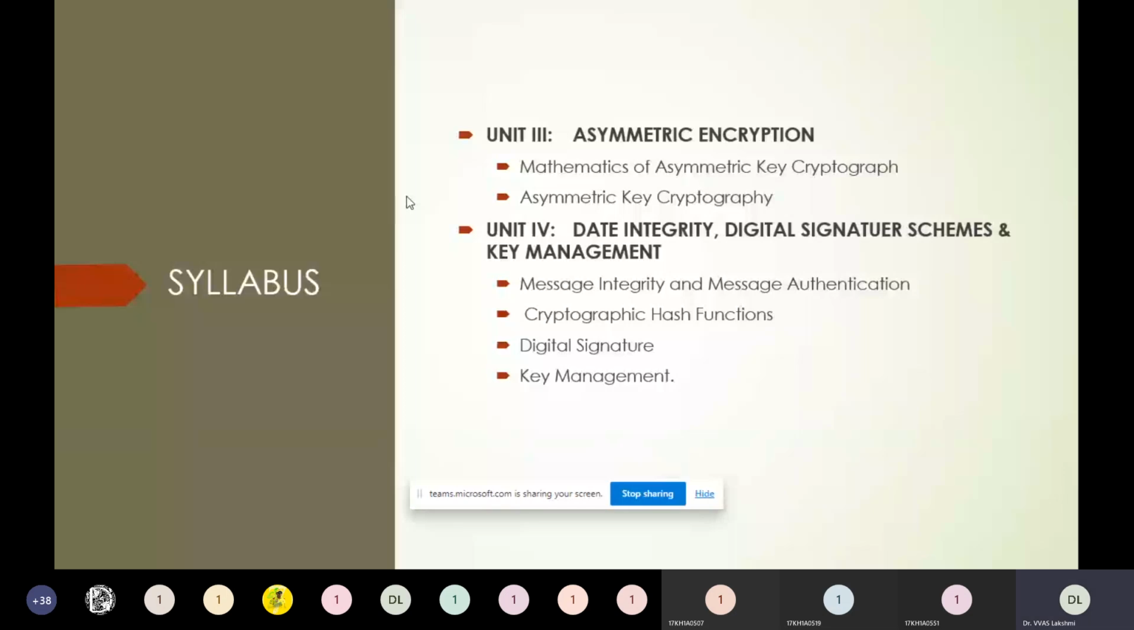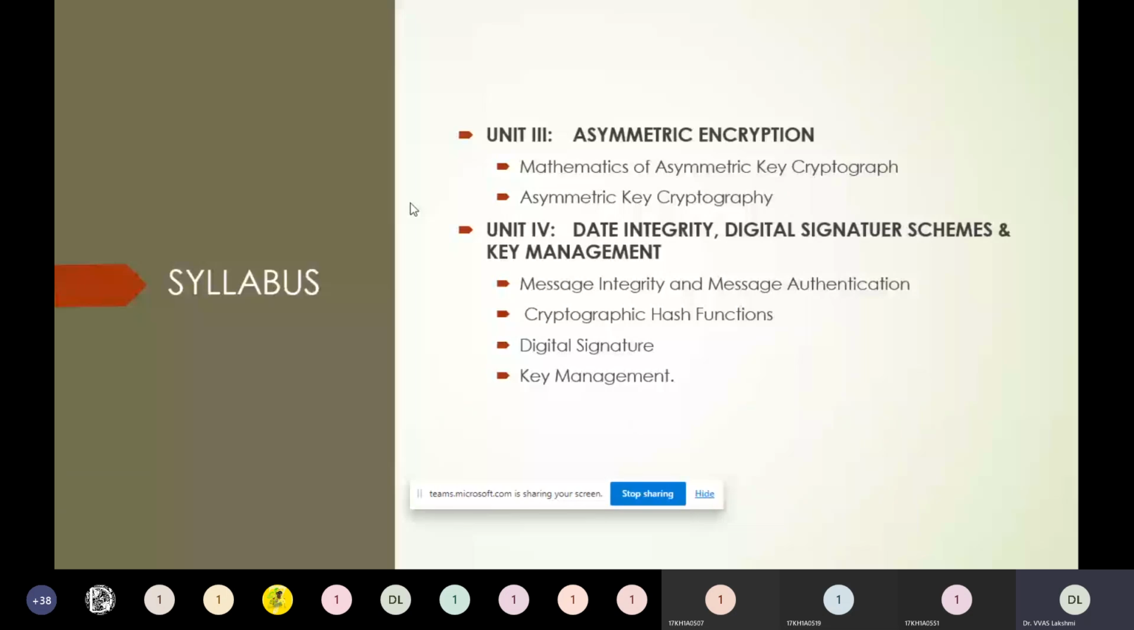Same way, in the fourth unit, we are going to learn about data integrity, digital signature schemes, and key management. Data integrity means checking whether the message is received properly by the receiver or not. Digital signature is used for maintaining the authentication, just like a principal's signature. Third one is key management. Here we learn how the keys are distributed between receiver and sender. This is the fourth unit.